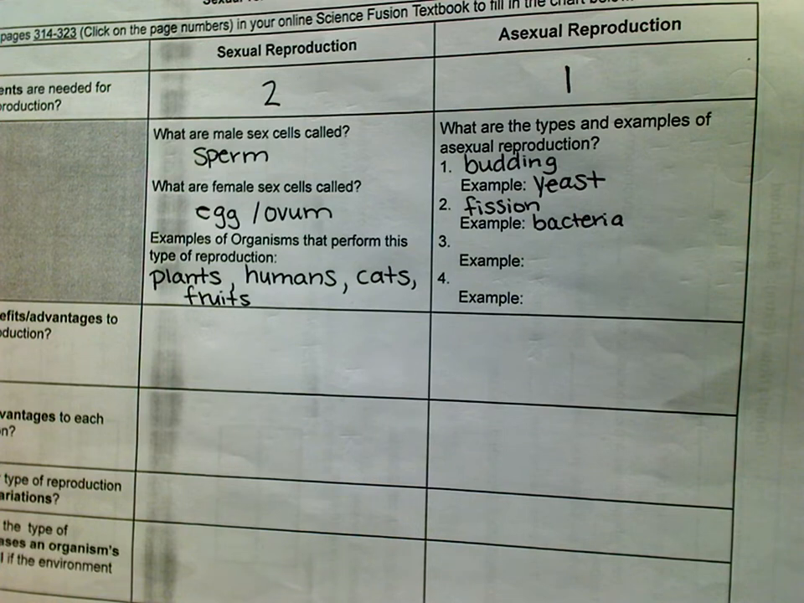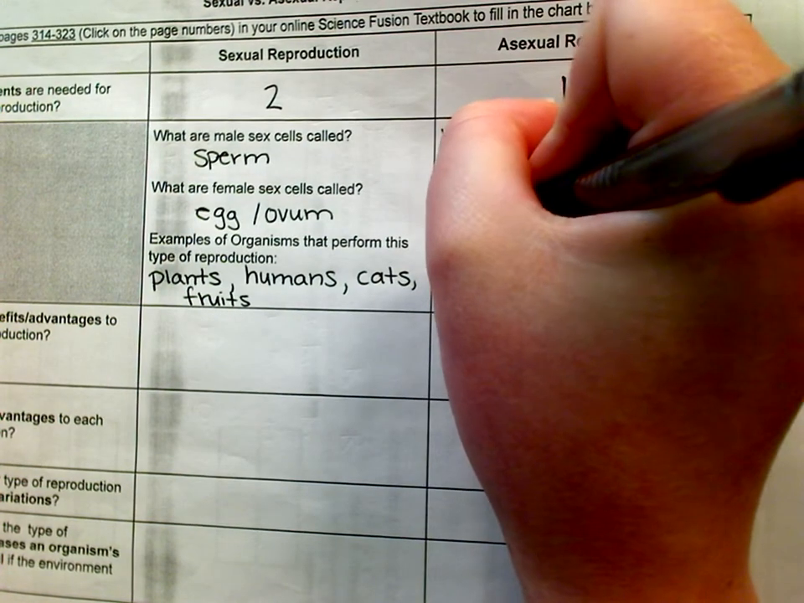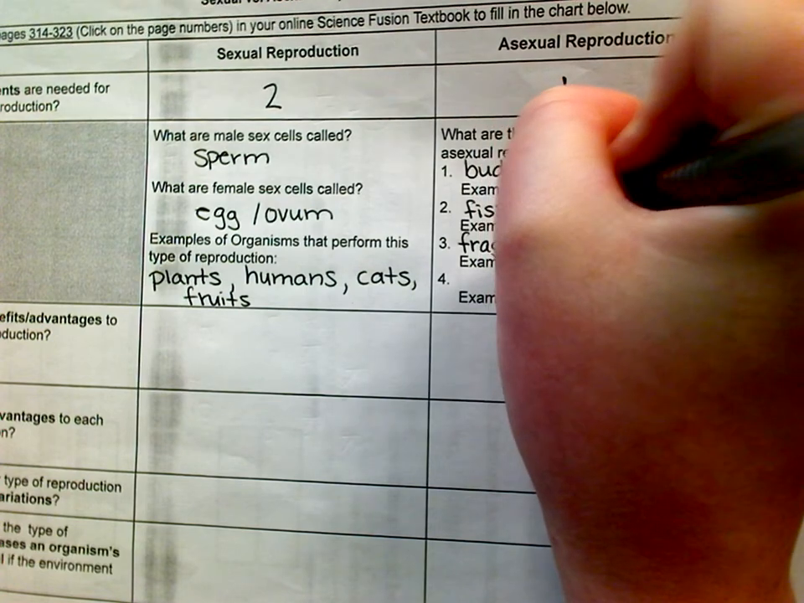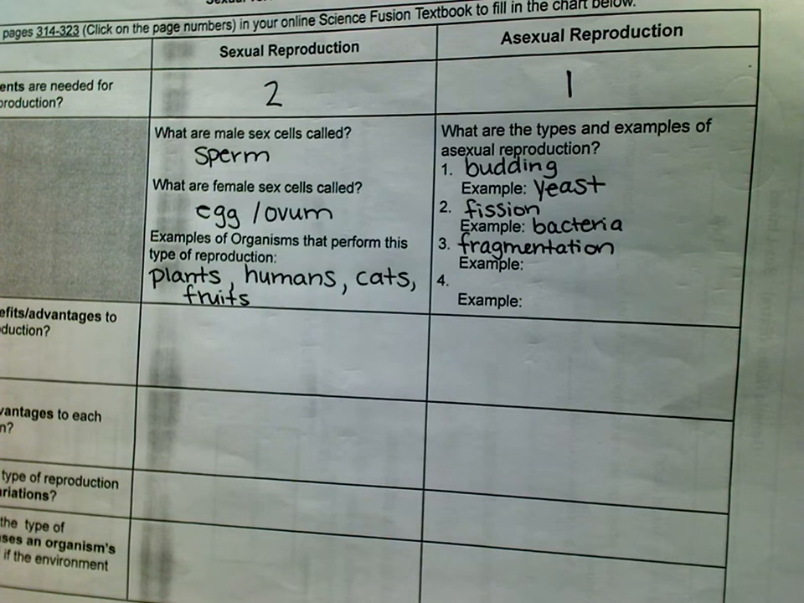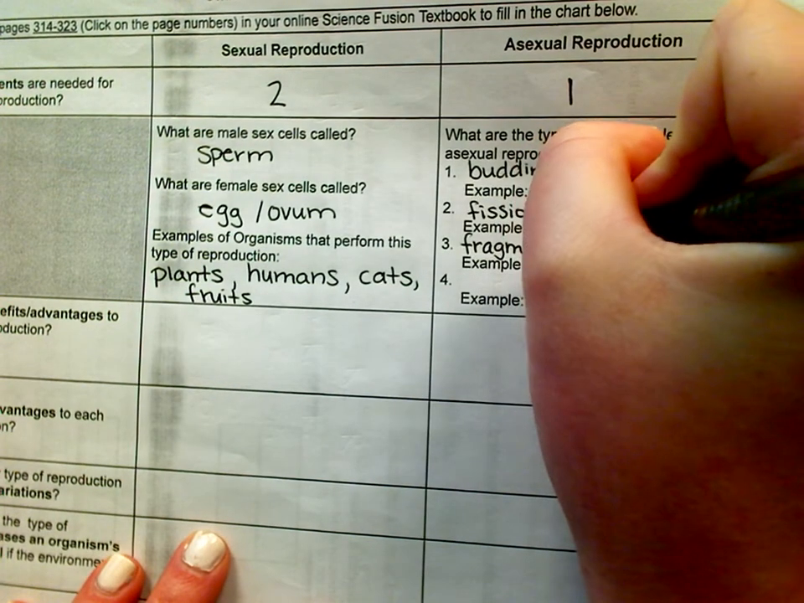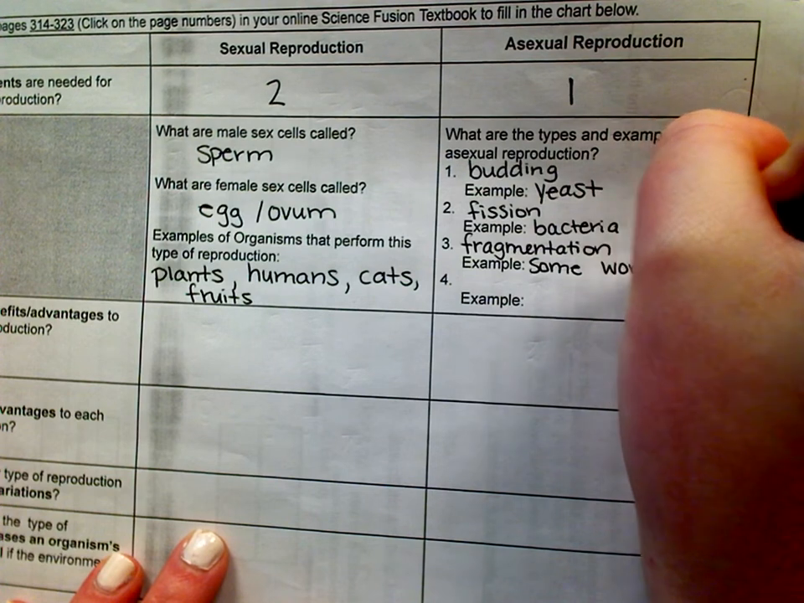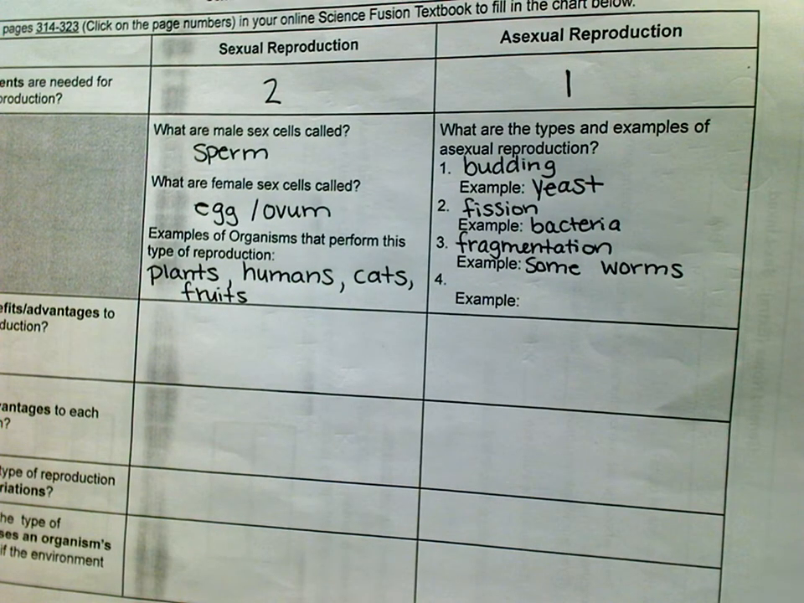All right, and then another example is something called fragmentation. This is when you're able to split an organism, and 2 different organisms will form. Do you guys know, or can you name, an organism that's able to do this? Worms. Some worms, not all, but some worms. I don't know if any of you have ever tried this, but if you cut a worm, it will stay alive and become two worms.